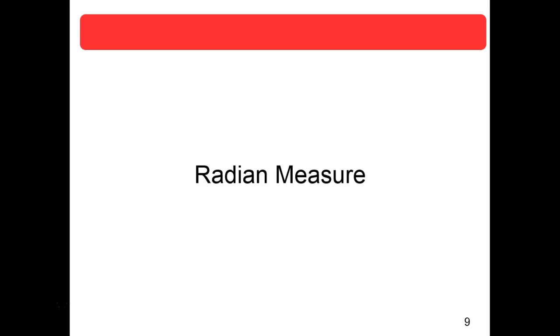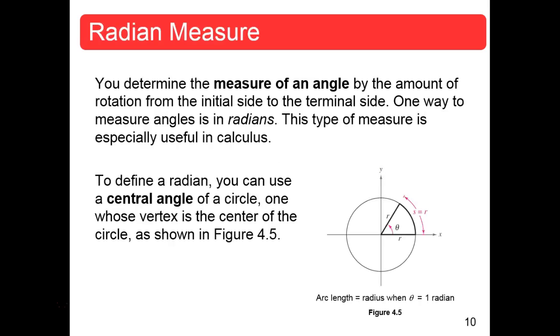Okay. So let's do one type of way of measuring an angle. And that's called radian measure. You can determine the measure of an angle by the amount of rotation from the initial side to the terminal side. That's what an angle measures, okay? One way to measure this is in radians. Now, you might think, oh, that's a unit. No, it isn't really. I mean, we treat it like a unit, but really it isn't. A radian is a ratio. Not a unit, but a ratio. We'll get to that in a minute. This type of measure is especially useful in calculus. I hope most of you are going on to do calculus at some time or another, right?